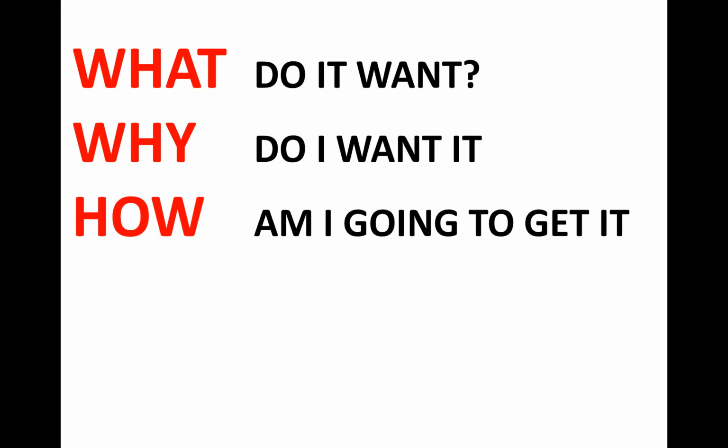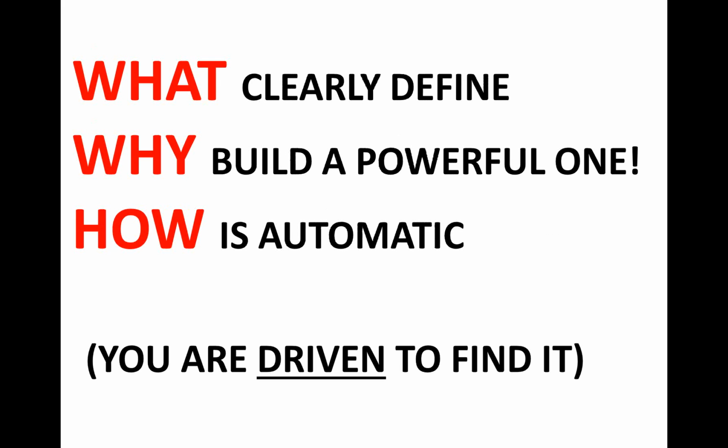So really get clear on what it is and why you want it. And the best thing about this process is once you get clear on what it is you want and why you want it, the how part is really automatic, because you clearly define what you want, build a powerful why, and you will figure out the how. You really will. So once you follow those two steps, the how becomes automatic.